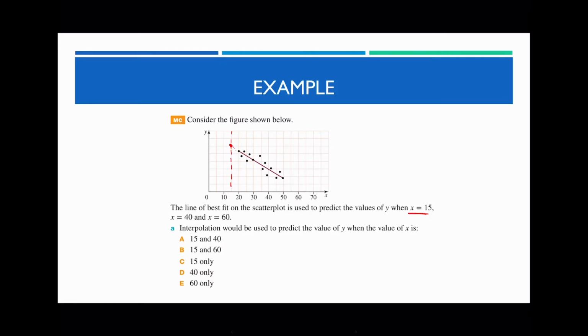Notice that this particular point lies outside of the data range. Your smallest x value is over here, your largest x value is over here, and x equals 15 lies outside of that. Because it lies outside, this is an example of extrapolation. In contrast, x equals 40 lies over here, so you're trying to find out what the y value is at this particular point. Because this lies within, or is contained within, the data set, this is an example of interpolation. And lastly, when x equals 60, that's over here, so this is an example of extrapolation.